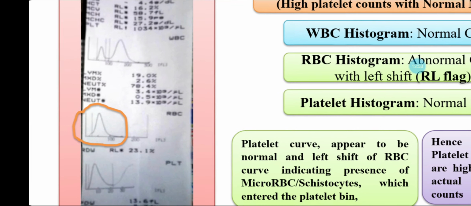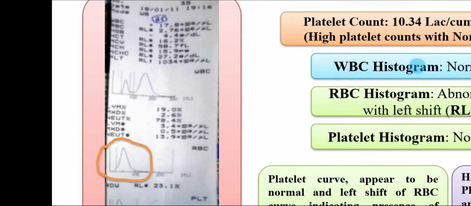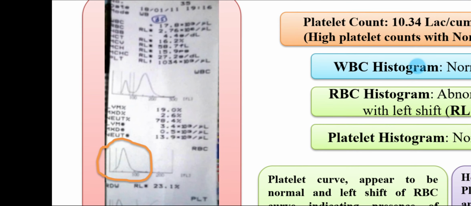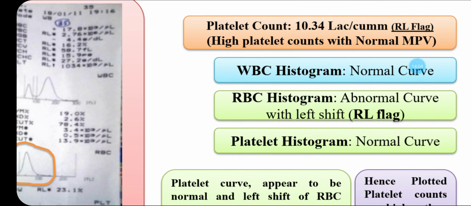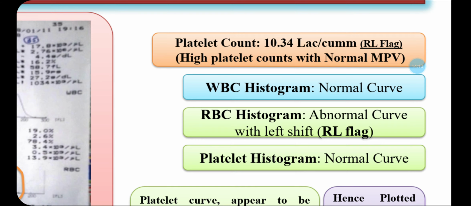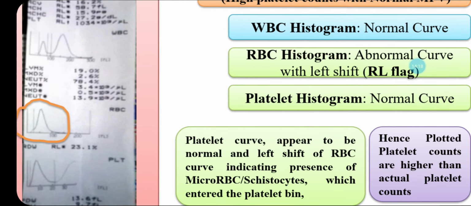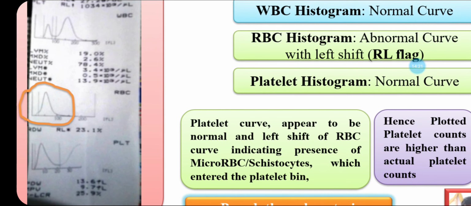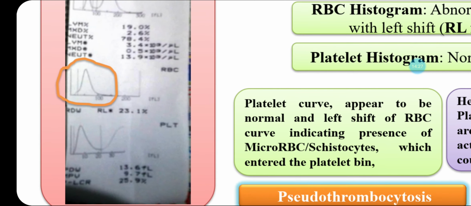If we go through case number 3, here you can see the platelet count appears to be too high, that is 10.34 lakhs, and we can see there is an RL flag and a high platelet count with normal MPV. This could be considered a case of reactive thrombocytosis. But along with the reactive thrombocytosis, there is something else abnormal, that is the RBC histogram. It is abnormal because around 5% of the cells are entering into the platelet bin, as you can see in the histogram.